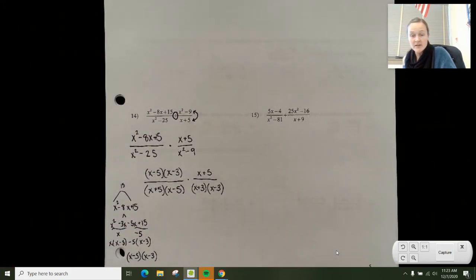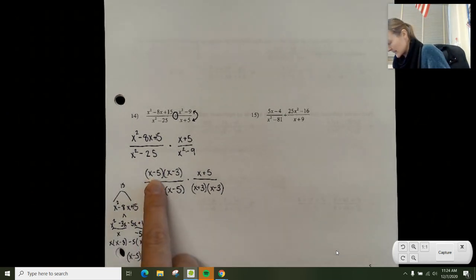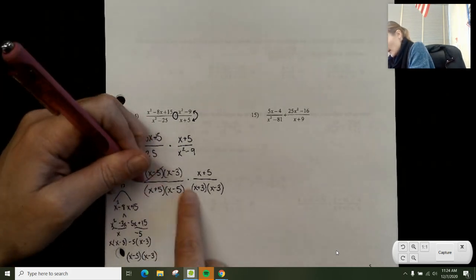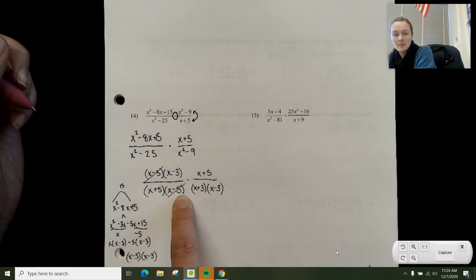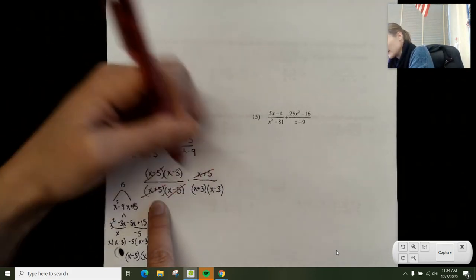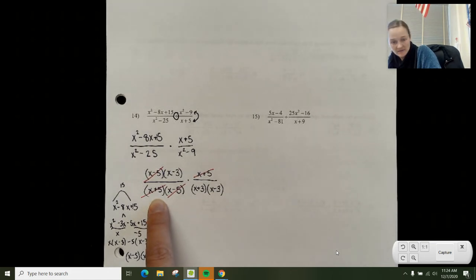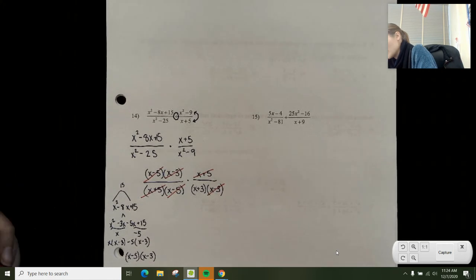And once I've factored everything, now I'm just on the hunt for what matches. So I see an x minus 5 in the top here and an x minus 5 in the bottom here. So I divide by x minus 5 top and bottom to get rid of that. I see an x plus 5 here and here. Divide by x plus 5 top and bottom. And lastly, I see an x minus 3 top and bottom here.